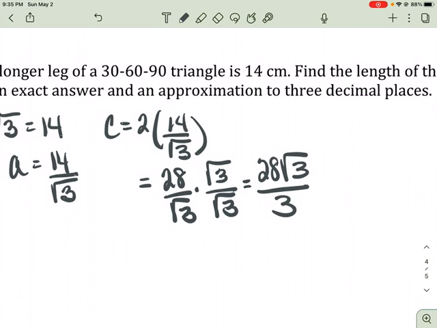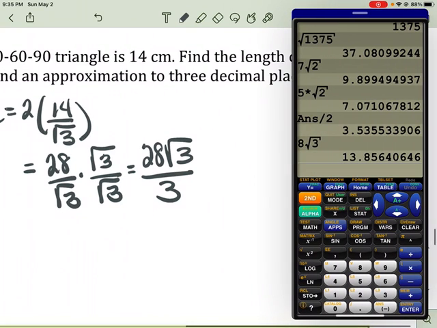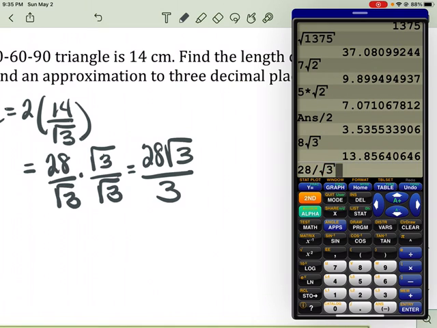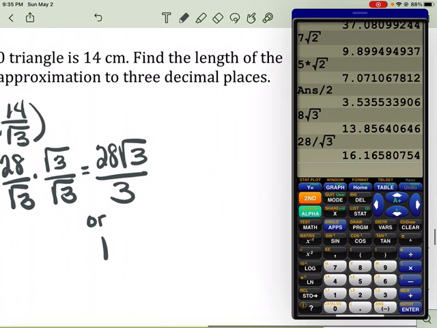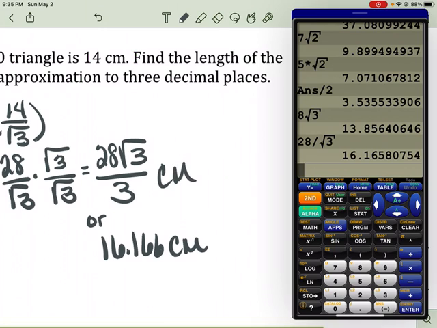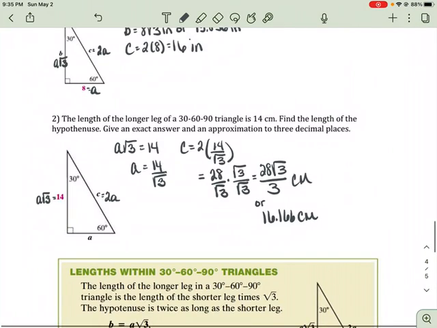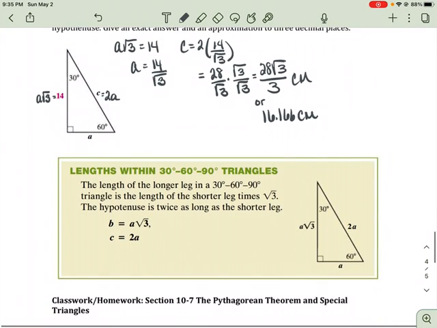Okay, so let's find the approximate value. 28 divided by, I guess we can just do it this way, square root of 3, to get the approximate, 16.166, and this is in centimeters. There we go. And here's our rule for 30, 60, 90s.